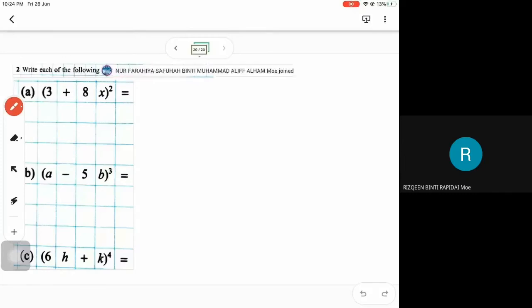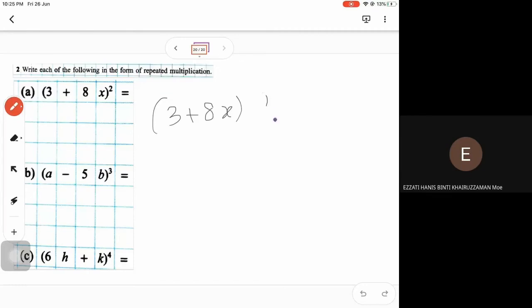Okay, lastly. This one I did not give as an assignment to anyone. Volunteer, who wants to write? Because it is easy. Okay, teacher. So, I do 3 plus 8x times 3 plus 8x. Okay, it's just expanded or repeated multiplication, or we call it expanded form.